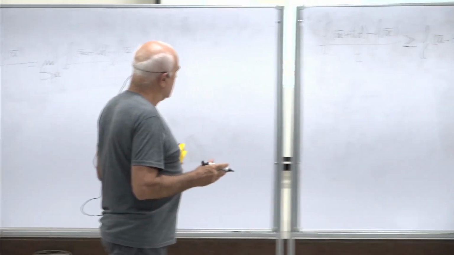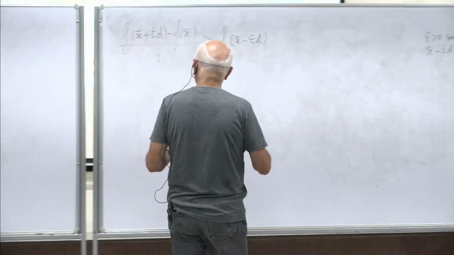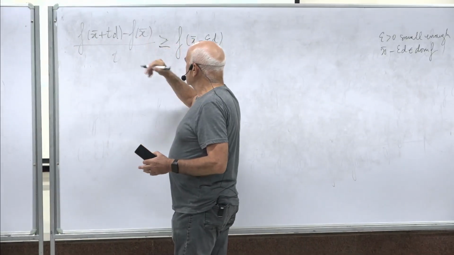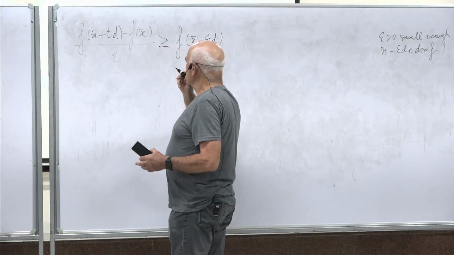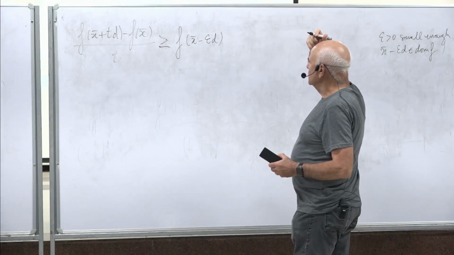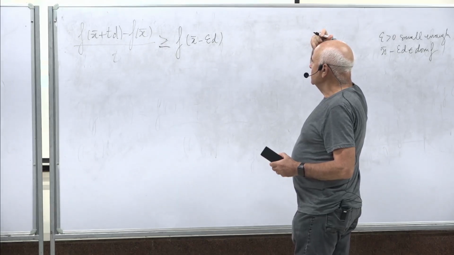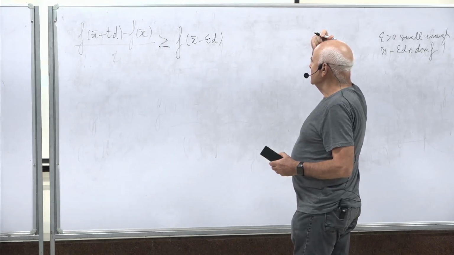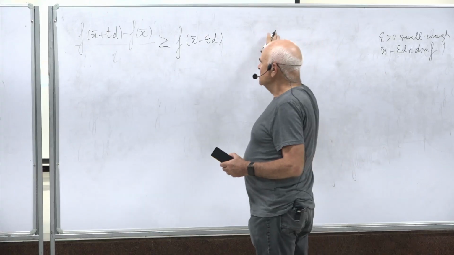So let's see what happens. x bar is between x bar plus td and x bar minus epsilon d. This I don't like.